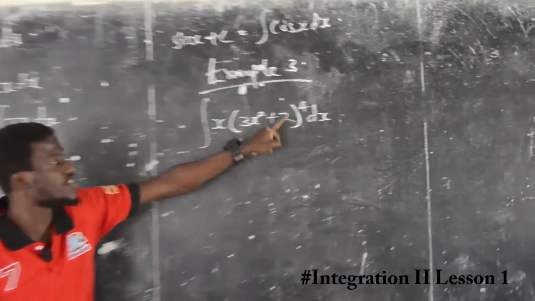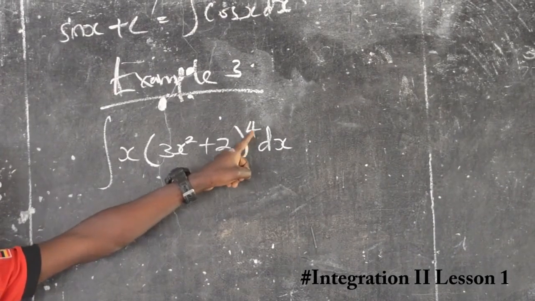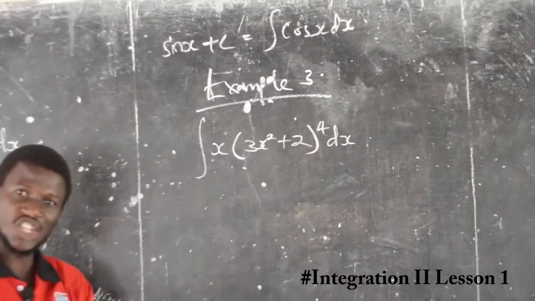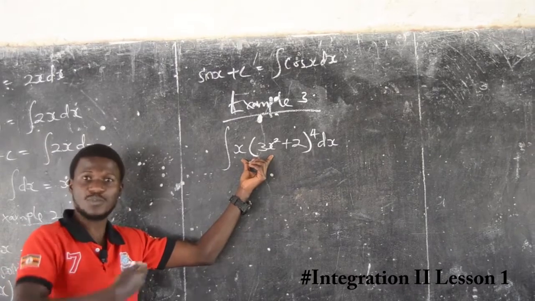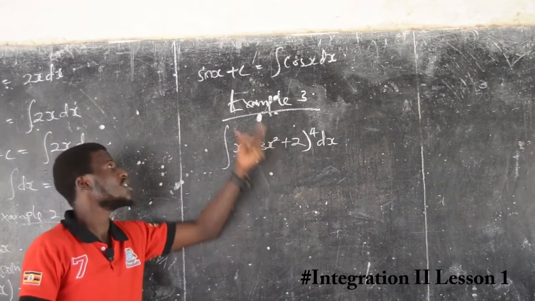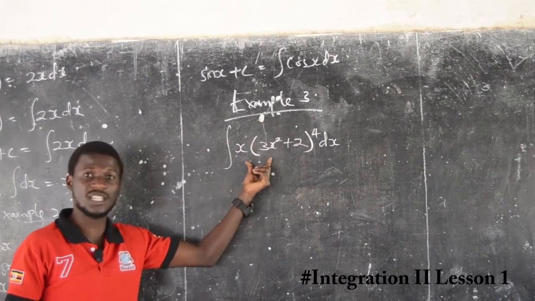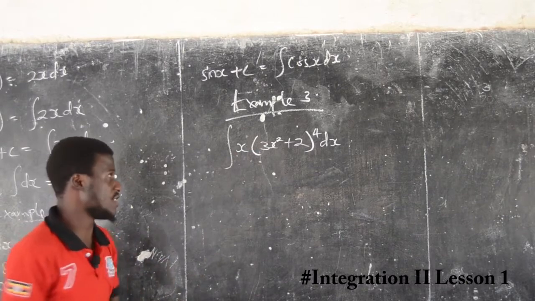You just raise the power by 1. You raise the power by 1. So after raising the power by 1, if you differentiate and you see that this expression in the integrand comes back, then that means the method of recognizing the presence of a function and its derivative is applicable in this case. Let us try and we see.